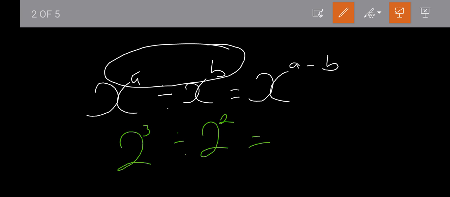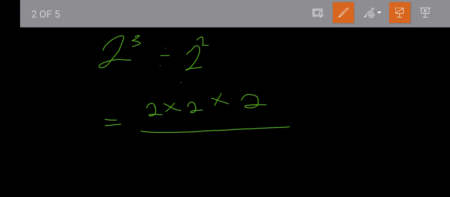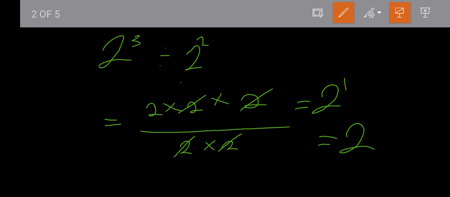Let me express it better. So I have 2 raised to power 3 divided by 2 raised to power 2. If I should express this, this is 2 times 2 times 2, divided by 2 raised to power 2, that's 2 times 2. And so by our normal division knowledge, we're left with just 2 raised to power 1, which is equal to 2. So you can see the application of the division law.